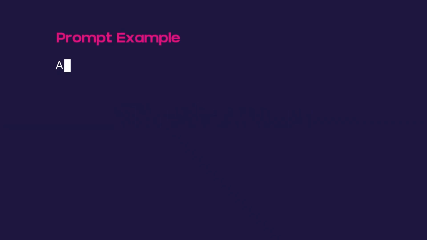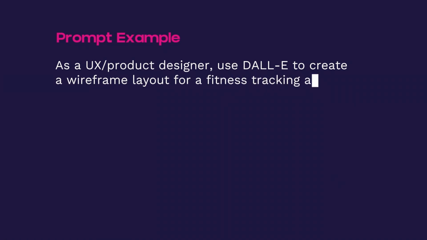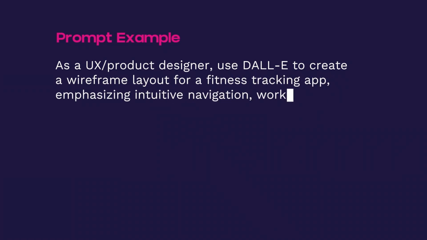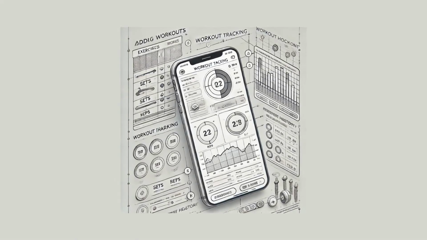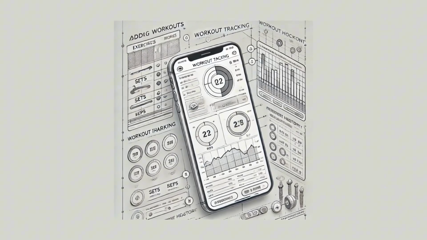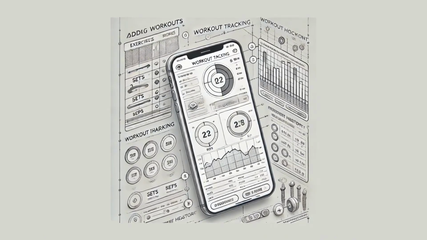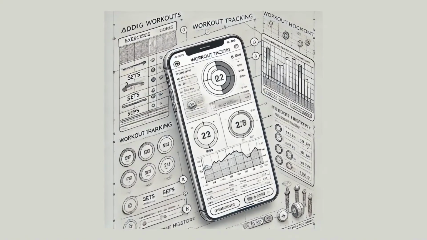Wireframes. You can also use DALL-E to create rough wireframe sketches to visualize apps or website layouts. An example prompt here could be, as a UX product designer, use DALL-E to create a wireframe layout for a fitness tracking app, emphasizing intuitive navigation, workout logging forms, and real-time user feedback. These aren't always going to be perfect, but it gives you a rough idea and sketch about what kind of wireframes to create. I don't tend to use these directly myself, but sometimes it can be a good way to get started real quick.